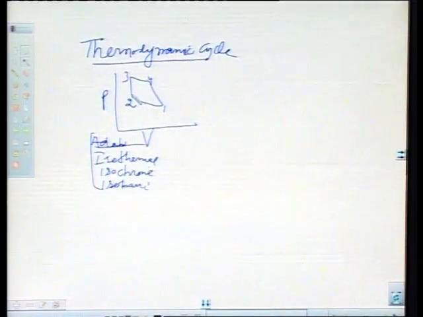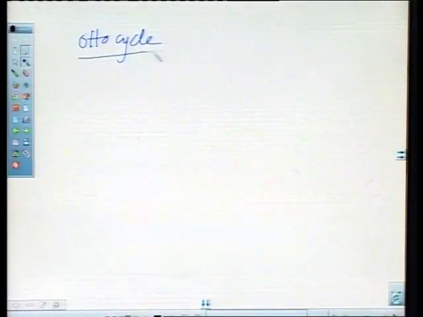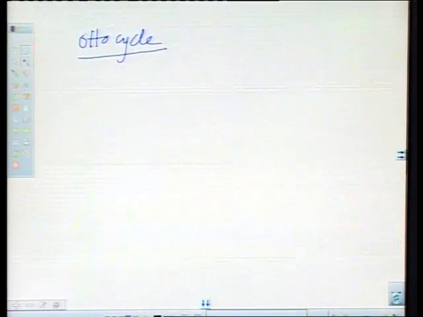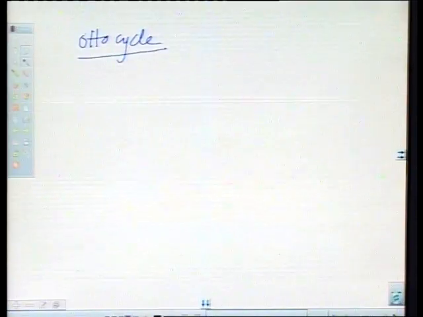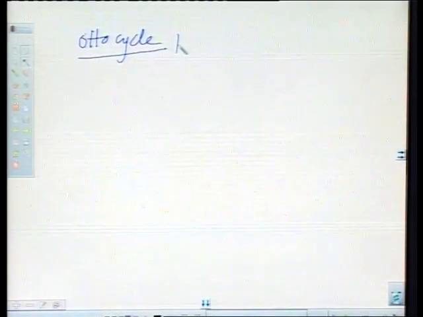Now, different engines work on different cycles. Now, we will discuss what the Otto cycle is. The Otto cycle, as its name indicates, was invented by the German scientist Otto in 1878. It is also called the petrol cycle.